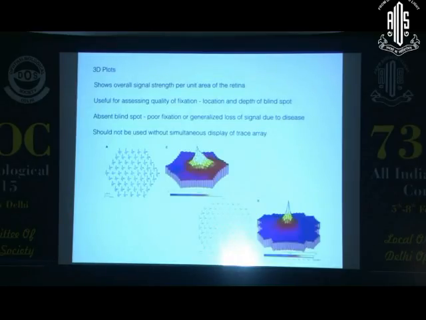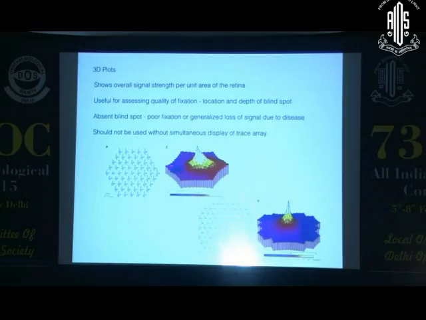The second display is what we call a 3D plot. This is something which we are used to based on the other tests that we do in ophthalmology. Easier to interpret. This gives you the spike. This is where you get the maximum peak at the fovea. This gives you other areas. This is what a normal spike will look like.